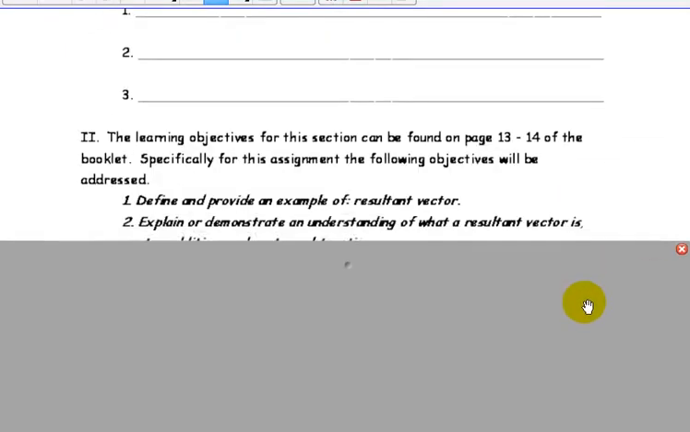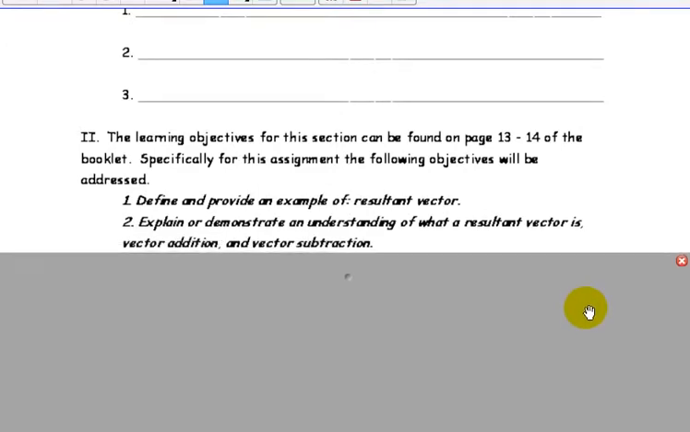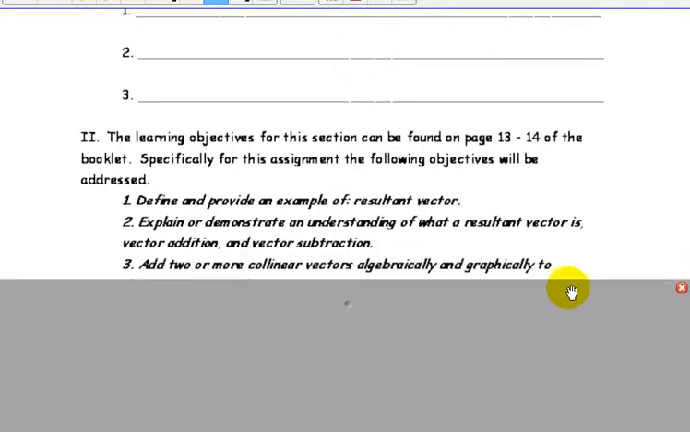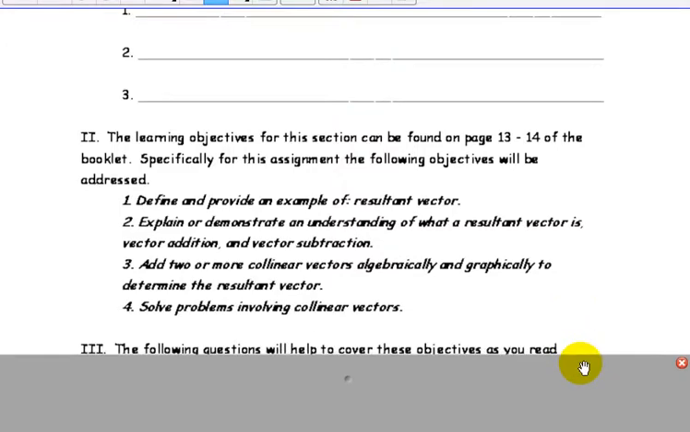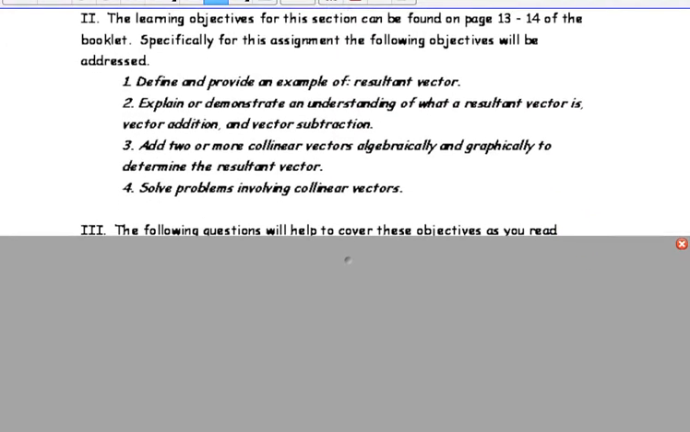So for the objectives for this section: 1. Define and provide examples of a resultant vector. 2. Explain or demonstrate an understanding of what a resultant vector is, what vector addition is, what vector subtraction is. 3. Add 2 or more collinear vectors algebraically and graphically to determine the resultant, and solve problems involving collinear vectors.